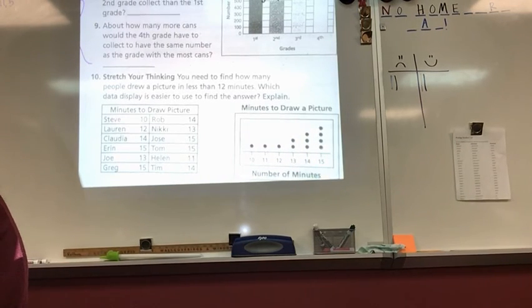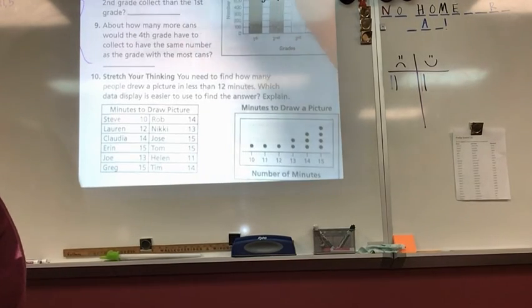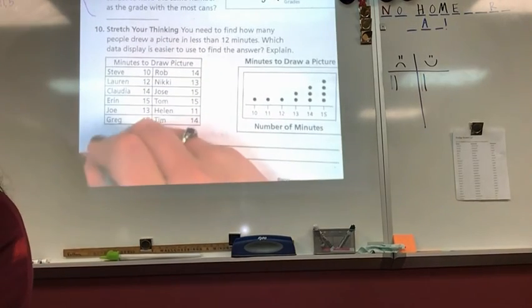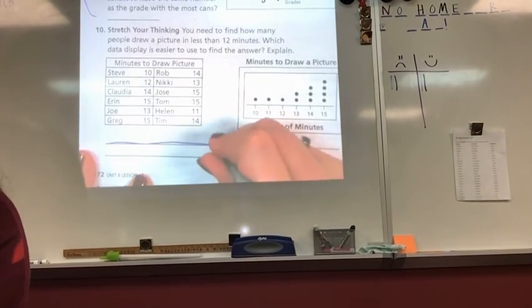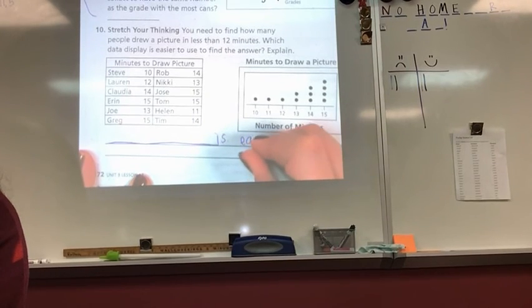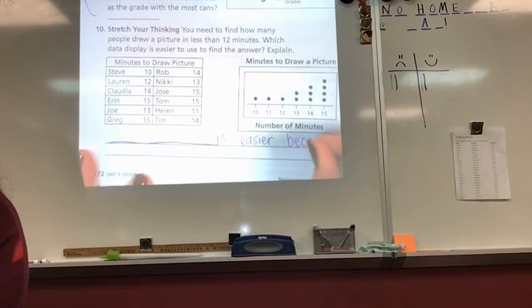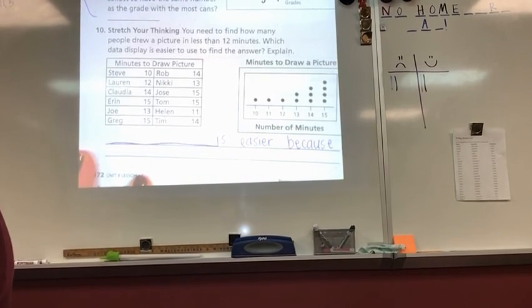And you don't need to answer it now, but you might circle the one and then tell me blank is easier because. Would you guys like to see that sentence stem? Yeah. So you're either going to write the frequency table or the pictograph is easier because.